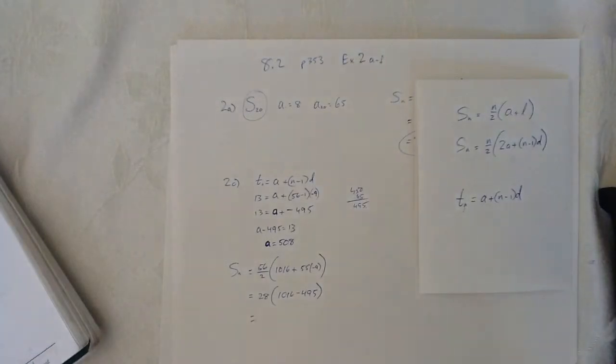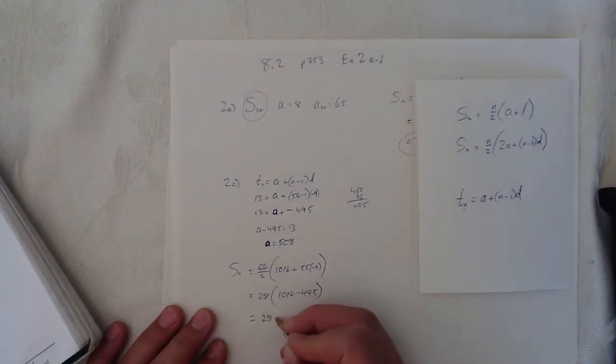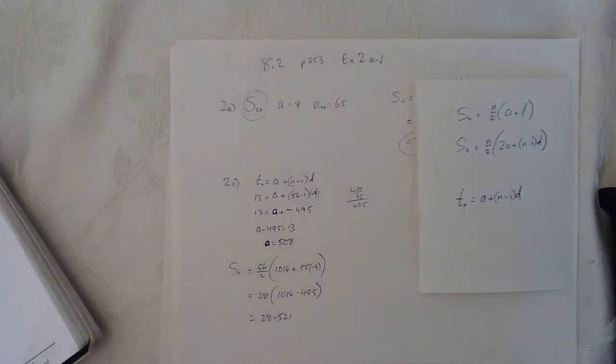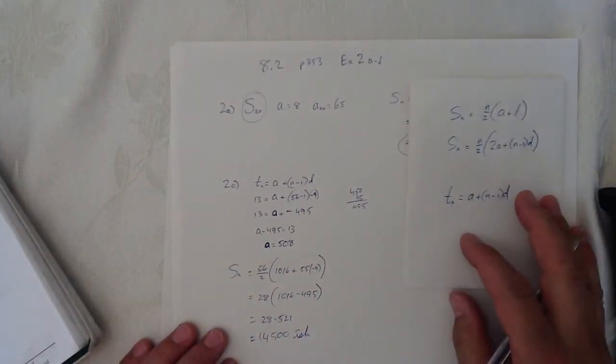equals, wow, this is getting to be a big number. That's 521, so 28 times 521, and I don't know what that is, and I don't care. You can figure that one out. It equals something, looks to me like around 14,500-ish. I'll leave that one to you in your calculator.